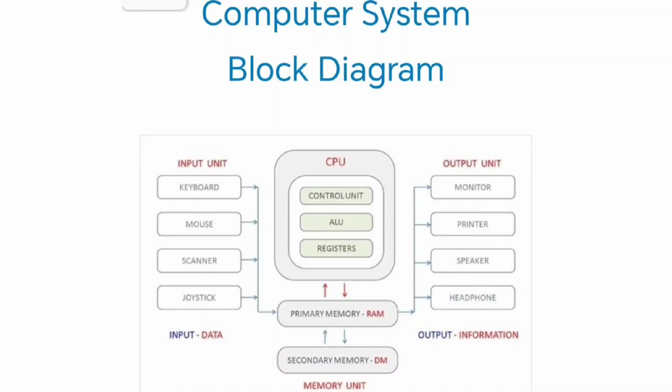So in this computer session, you can see this block diagram of the system, how it works and how it is organized with other components. First you can see the input unit, the control unit, the output unit, and the last one is the memory unit. These four units are very important in our computer systems.